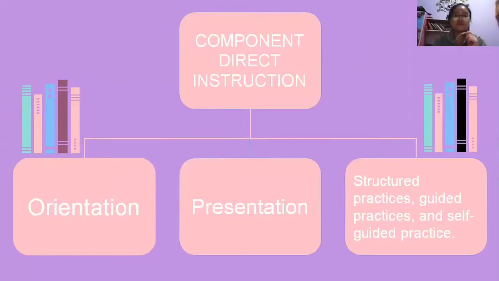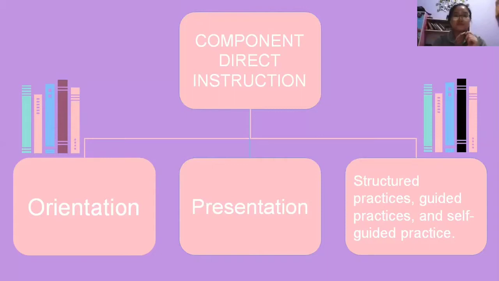And direct instruction has 5 components, namely orientation, presentation, structure practice, guide practice, and self-guide practice. The first is orientation. In this phase, the teacher gives a big picture of the material to be studied, describes the purpose of learning, associates the material with real life or previous learning, and conveys a basic competency. The second is presentation. In this section, the teacher will explain, illuminate, give an overview, and demonstrate the material studied.